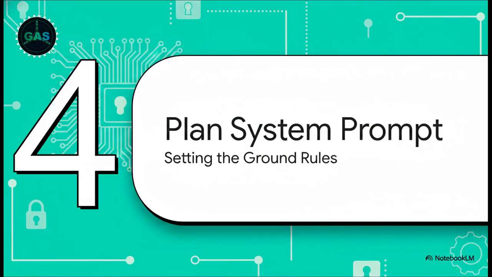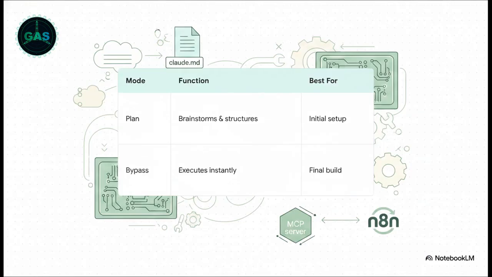Section 4. Planning the system prompt. It's time to set the ground rules. Before we just take the leash off and give our AI agent free rein to use its powerful new hands and brain, we have to establish the operational parameters for the whole project. We do this by creating a super simple markdown file called claude.md. This acts as the master system prompt for your folder, establishing a really strict cadence for how you work.